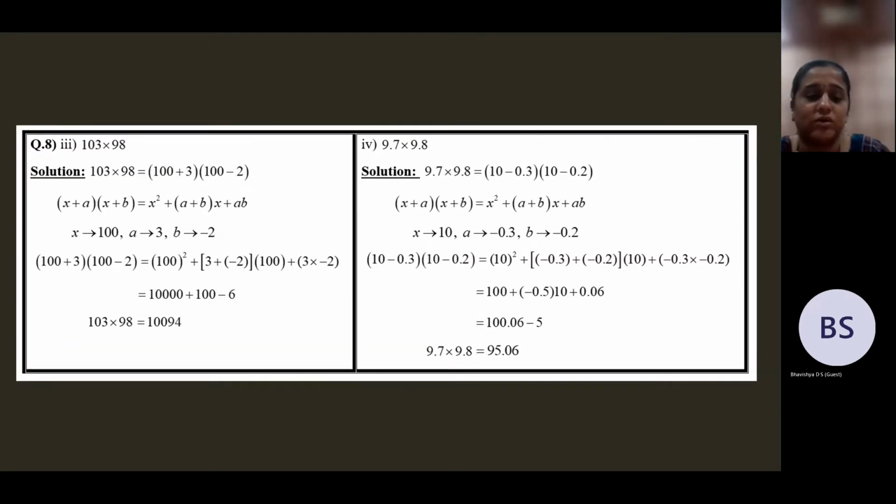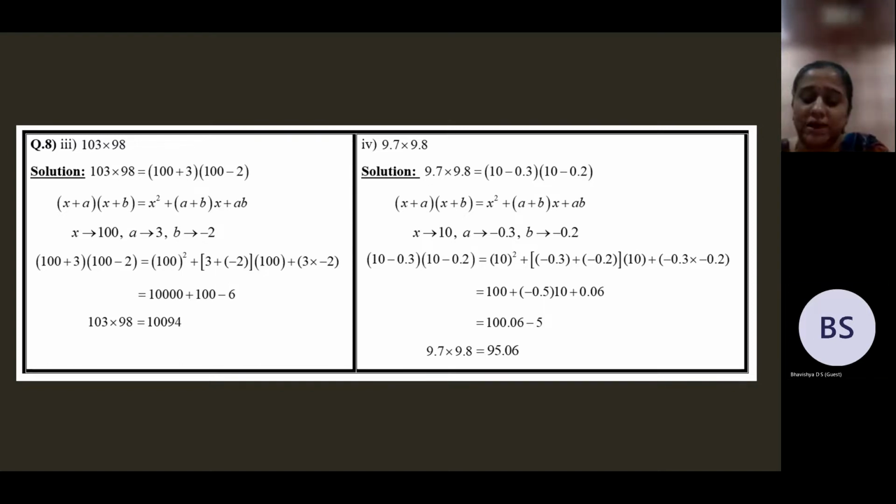You have taken 9, I've taken 10. All right. Let me check your answer. Both are correct. I'll explain what I have worked. 9. Okay. Very good. 81 plus 13.5 plus 0.56. Perfect. So 95.06. You're right, Bhavishya.